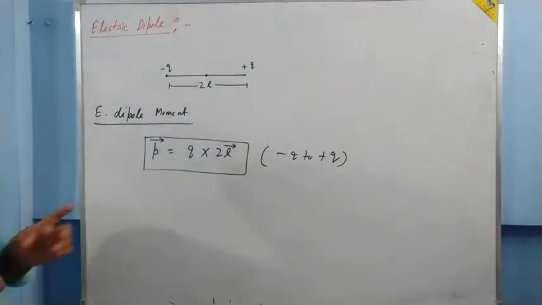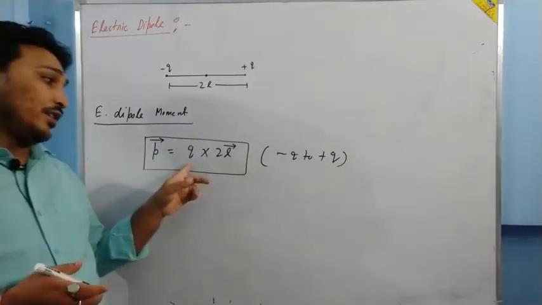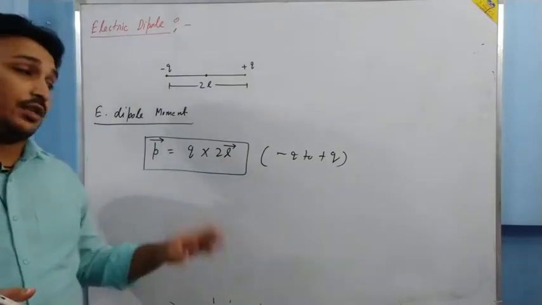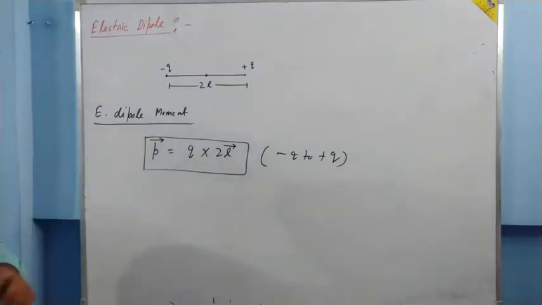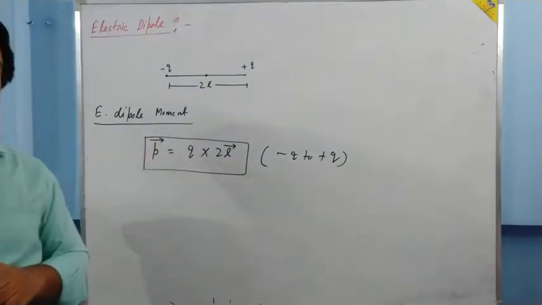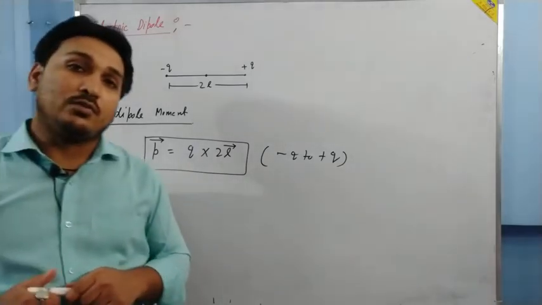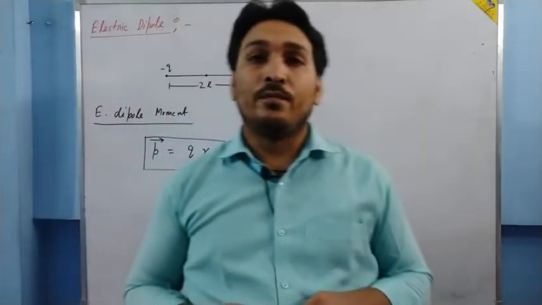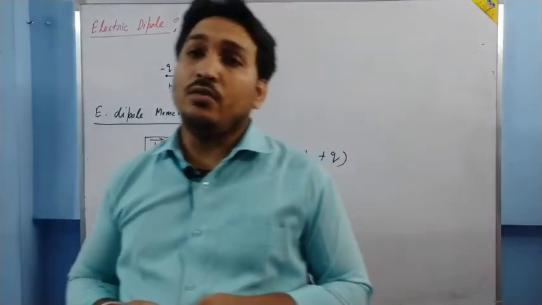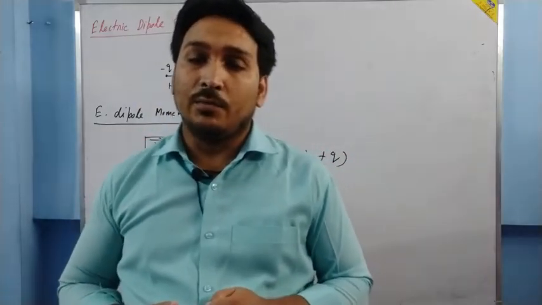Its unit will be charge, coulomb, times meter, so its unit will be coulomb meter, and it is a vector quantity. Dipole moment tells us about the strength of the dipole.